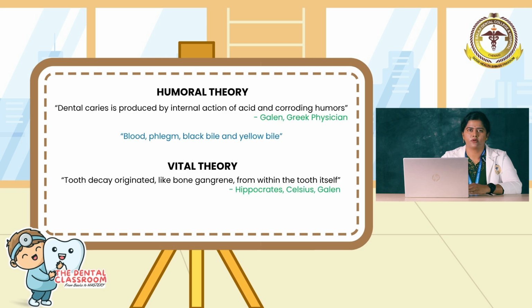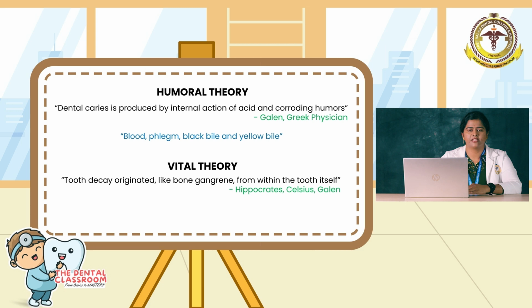Moving on to the humoral theory, which was given by Galen, a Greek physician. He explained that dental caries is produced by internal action of acid and corroding humors. He stated that there are 4 humors, which are blood, phlegm, black bile and yellow bile. This theory was further followed by the vital theory. The vital theory was given by Hippocrates, Celsus and even Galen.